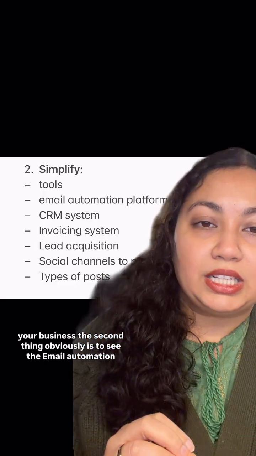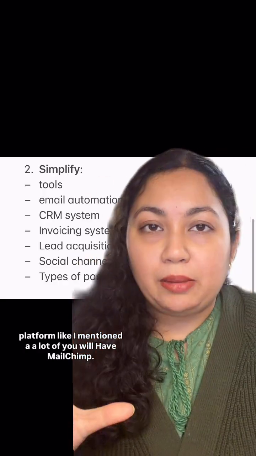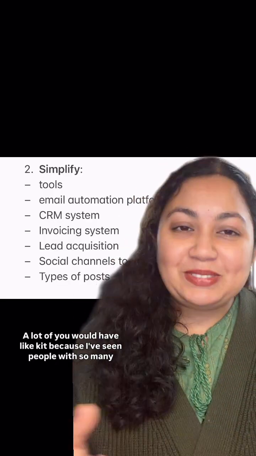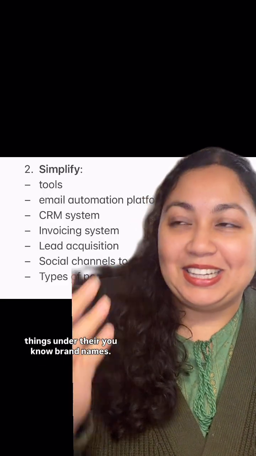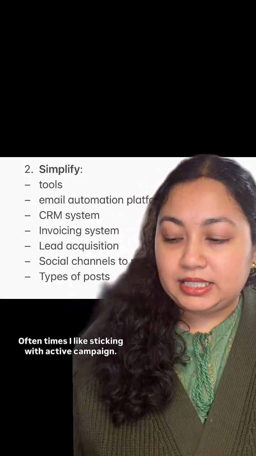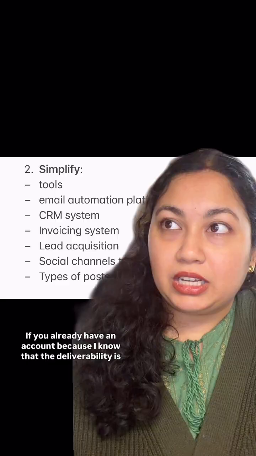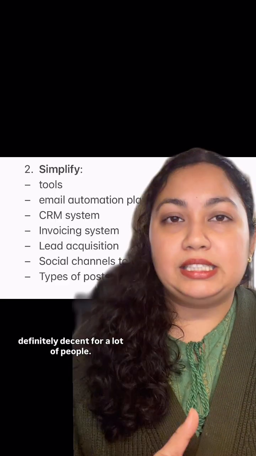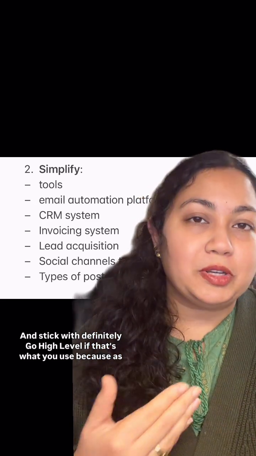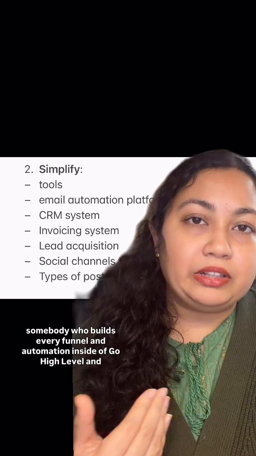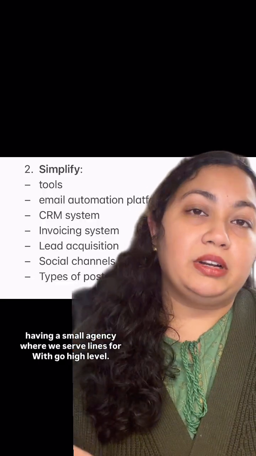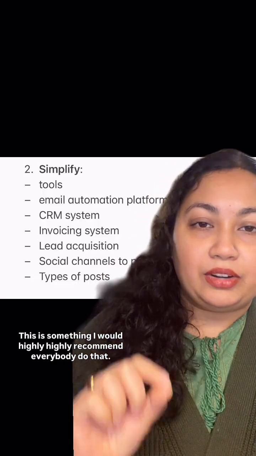The second thing, obviously, is to look at the email automation platform. Like I mentioned, a lot of you would have Mailchimp, a lot of you would have Kit, because I've seen people with so many things under the brand name. So stick with one. Oftentimes, I like sticking with ActiveCampaign if you already have an account, because I know that the deliverability is definitely decent for a lot of people. And stick with Go High Level if that's what you use, because as somebody who builds every funnel and automation inside of Go High Level and having a small agency where we serve clients predominantly with Go High Level, this is something I would highly recommend everybody do.